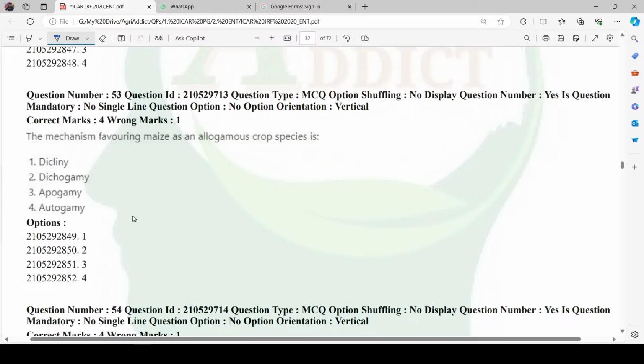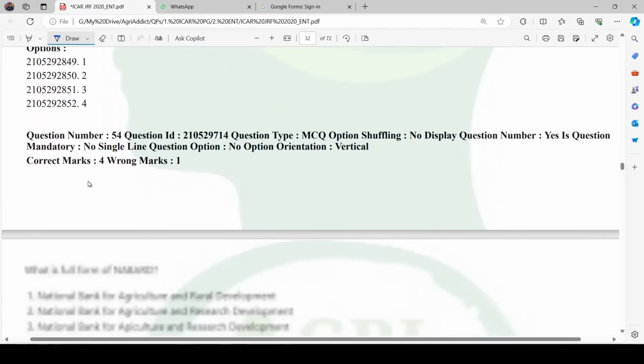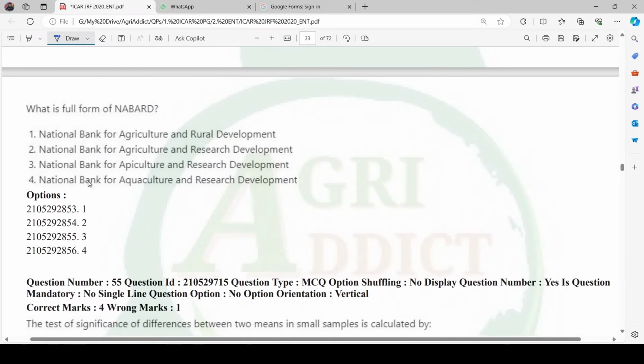The mechanism favoring maize as an allogamous crop species is, simple question, dichogamy. What is the full form of NABARD? The full form of NABARD is National Bank for Agriculture and Rural Development. That is, option 1 is correct. And NABARD's established day was 16 July 1982.